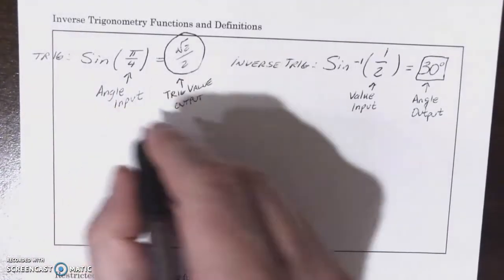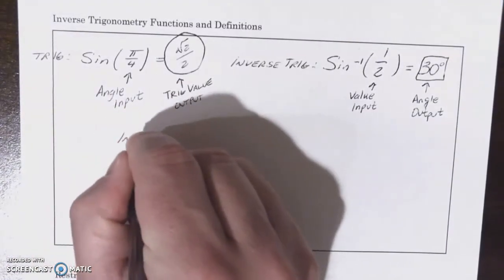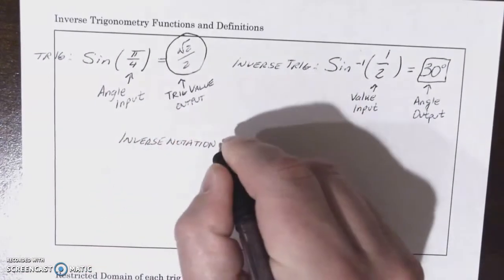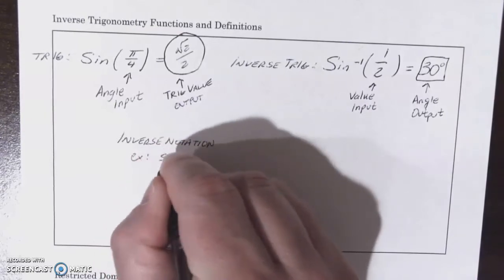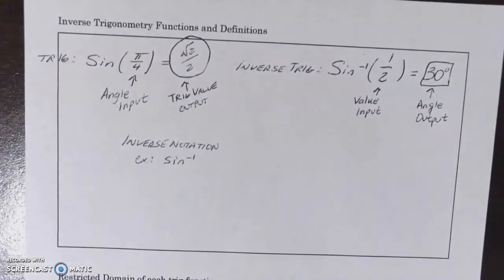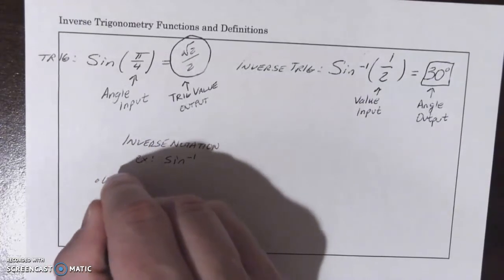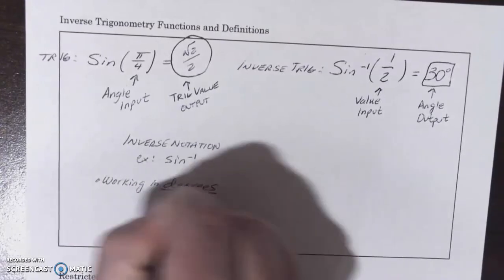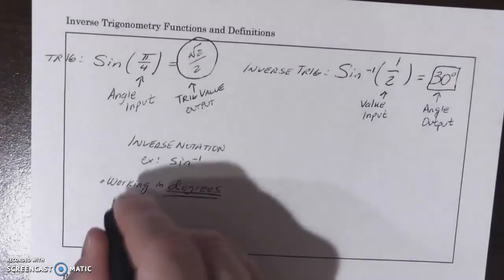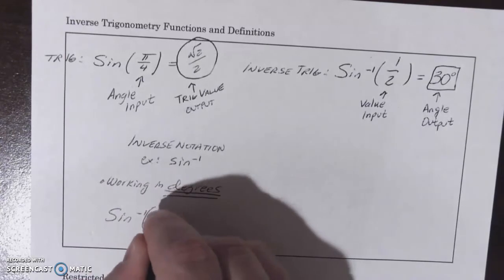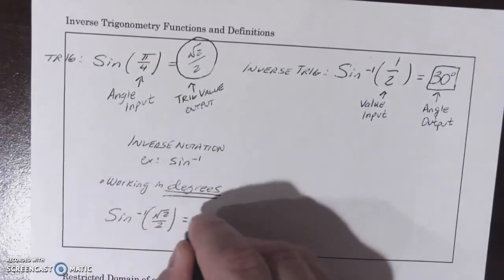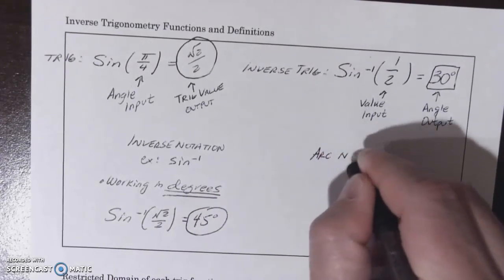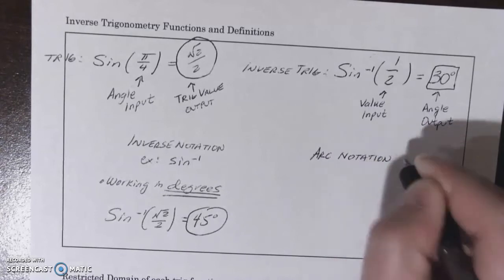A couple of different properties of inverse trig. We have two different types of notation. We have inverse notation, for example, sine inverse. This means we want to be working in degrees, so our output would be in degrees. If we did sine inverse of root 2 over 2, your answer should be 45 degrees. We also have arc notation. It means the same thing.